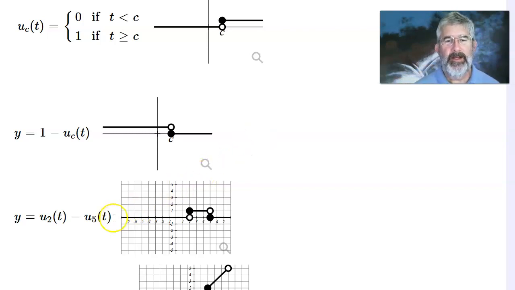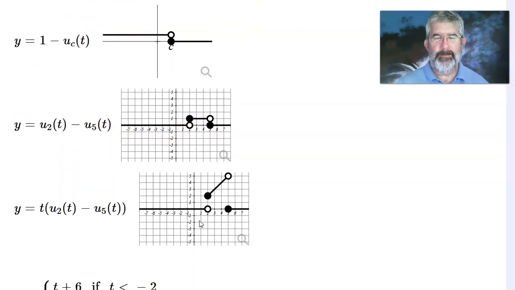Now we can do combinations of them. For instance, if I add u2 of t minus u5 of t, I get something like this. When t is less than 2, both of these things are 0, and 0 minus 0 would be 0. As soon as you get bigger than 2, then this one turns on to a 1, and 1 minus 0 would be 1. But then once you get bigger than 5, and both of these are turned on, the 1 minus 1 comes back down to 0. Okay. So we can make combinations of these unit step functions to do different piecewise functions.